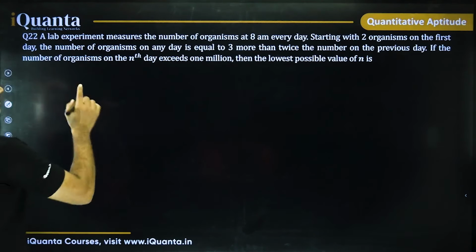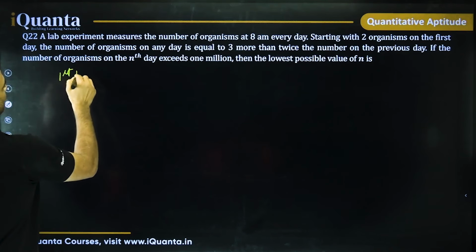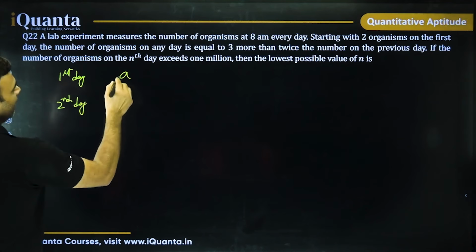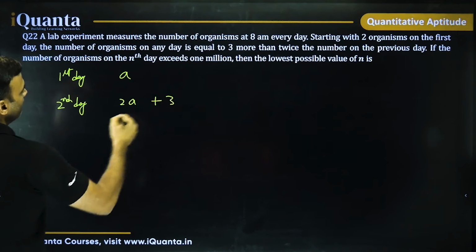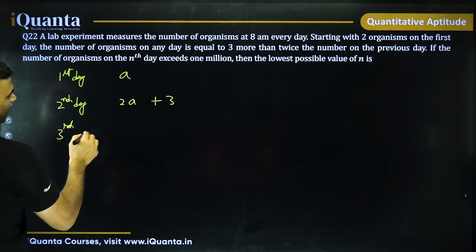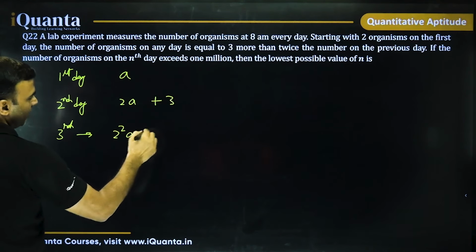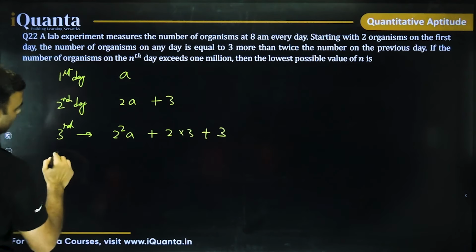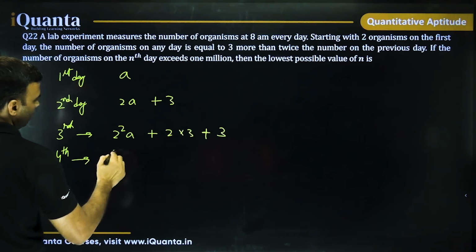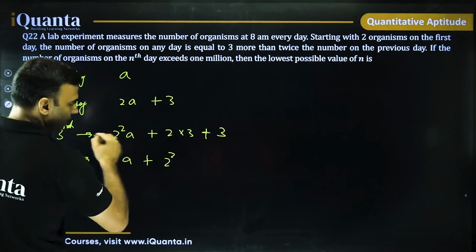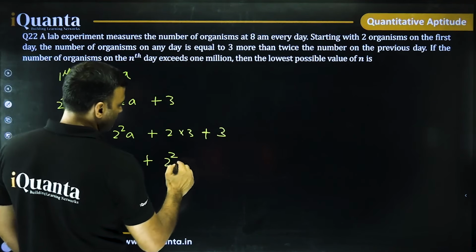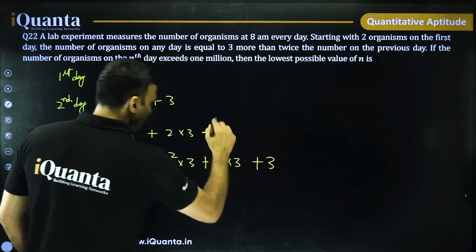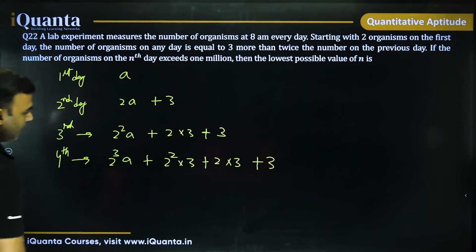So you see, on the first day, suppose we have A. On the second day, according to the situation, we will have A into 2 plus 3. On the third day, we have this into 2, so 2 square into A plus 2 into 3 plus 3. Note it carefully. On the fourth day, we have 2 cube A plus 2 square into 3 plus 2 into 3 plus 3. What did I do? I just multiplied this entire thing by 2 and then added 3. And this will go on.